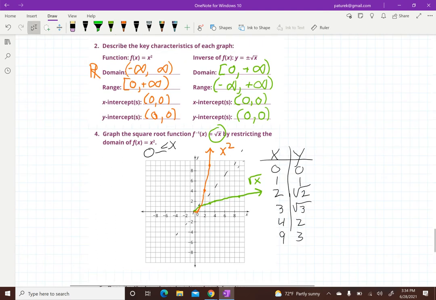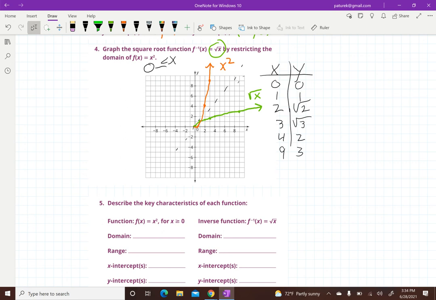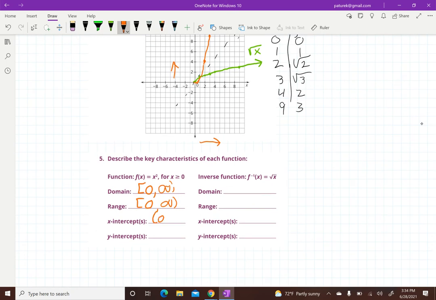Okay. All right, so now what is the domain? What are the key characteristics for each function? For the original function, I've restricted the domain to begin at the vertex and go to positive infinity. The range begins at the vertex and goes to positive infinity. The first one, the domain, means infinitely off to the right. The second one, the range, means infinitely up. The x-intercepts are at 0, 0, and the y-intercepts are at 0, 0. And strictly speaking, it's a double intercept because it has two real roots at x equals 0.